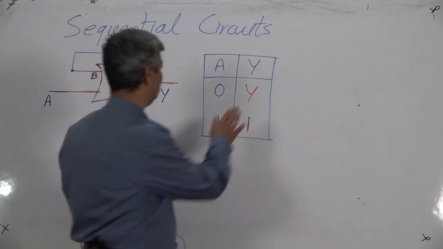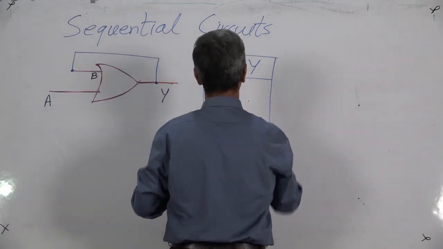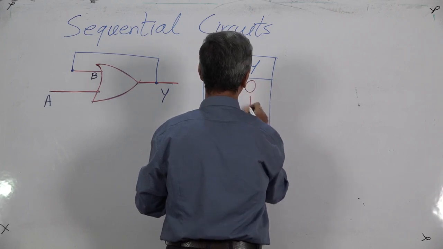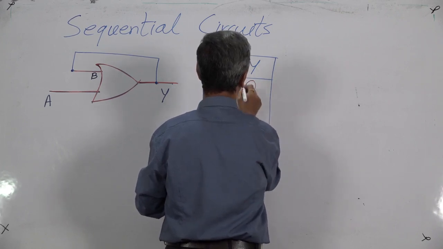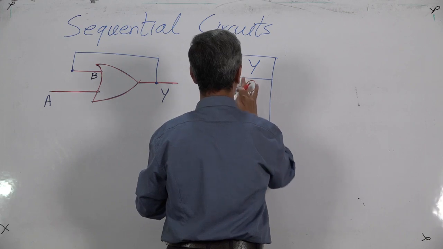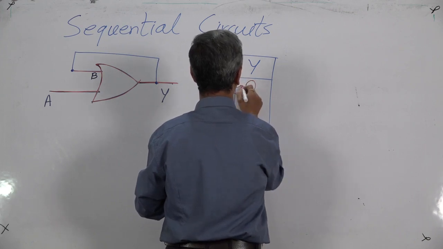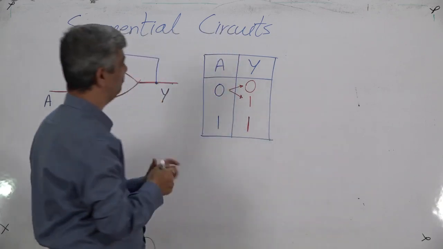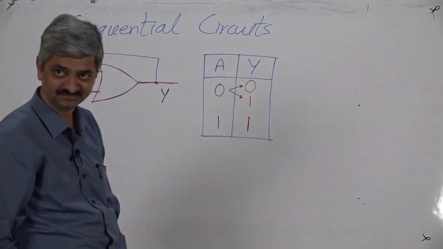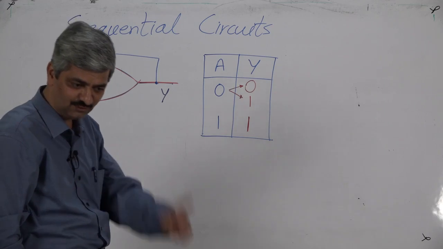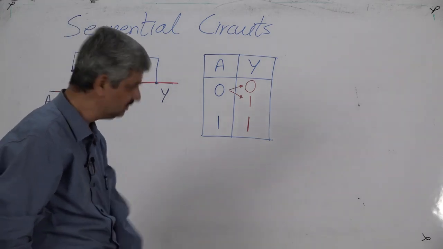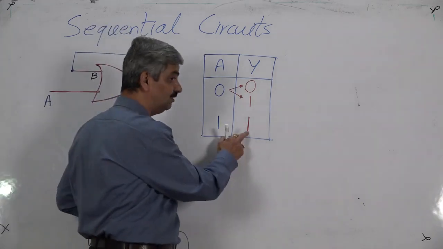So output is, if output is 0, still okay. If output is 1, still okay. In both cases, it will be satisfied. You start with 0, you end with 0. You start with 1, you end with 1. Now here, if you start with 0, you end with 1.